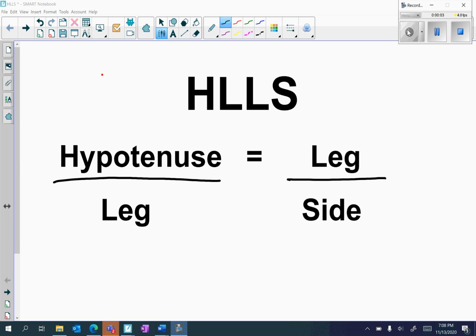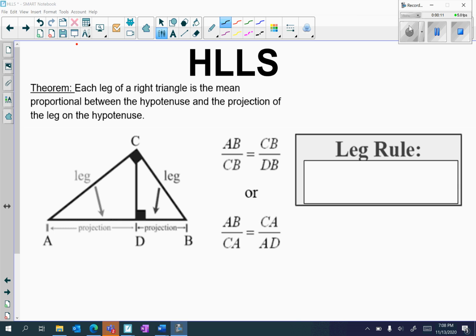Hi everyone, in this video we're going to be discussing Hlls. Hypotenuse over leg is equal to leg over side. The Hlls theorem states each leg of a right triangle is the mean proportional between the hypotenuse and the projection of the leg on the hypotenuse. So what that means is we have the hypotenuse over the leg is equal to the leg over the side.